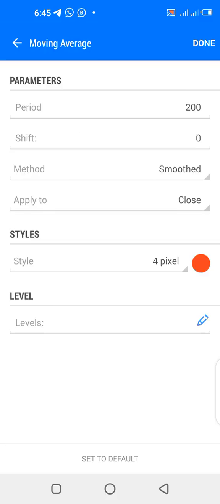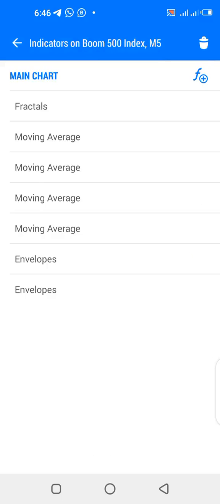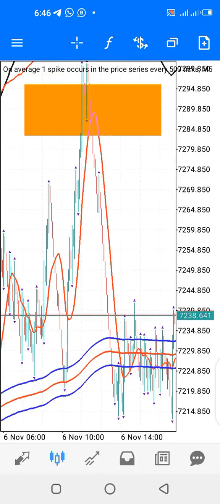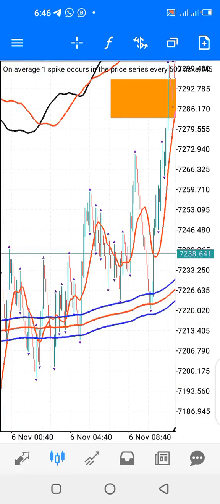Now the last moving average is 200 smoothed applied to close, and the color is red. All right, so this moving average band is the 200. This is my 200 moving average. It's a band.